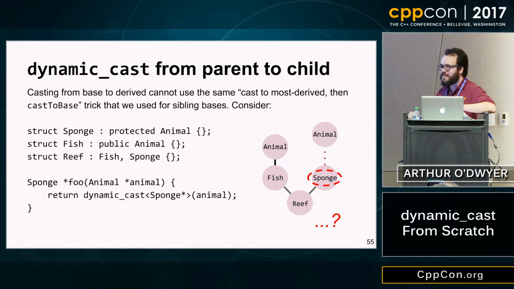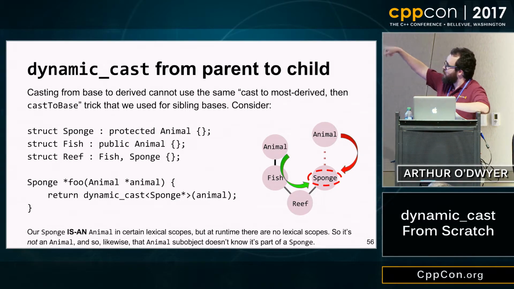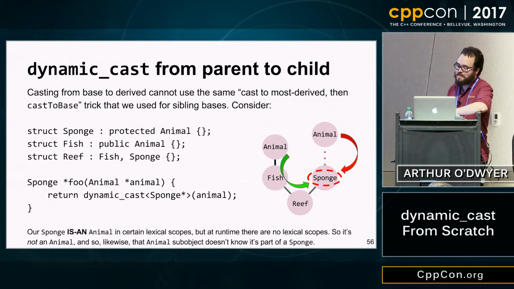This is the animal sub-object of a sponge, but you're not supposed to know that a sponge has an animal sub-object at all. So the cast from the left-hand animal to sponge works. The cast from the right-hand animal to sponge doesn't work, because there are no lexical scopes, because runtime is not your friend.